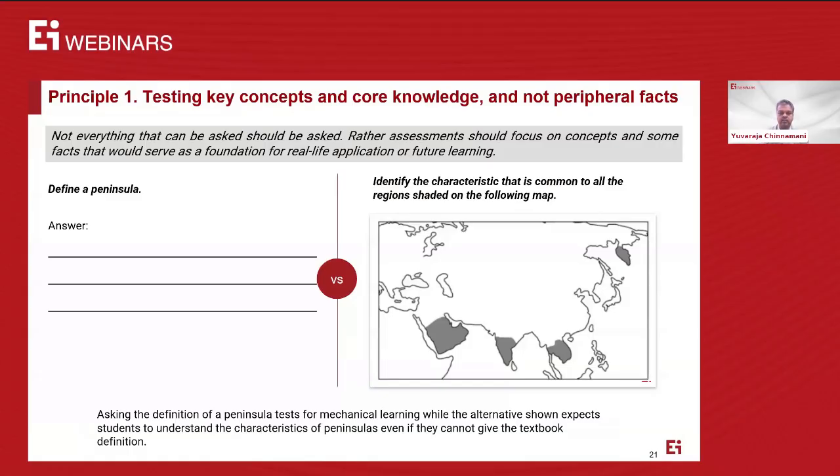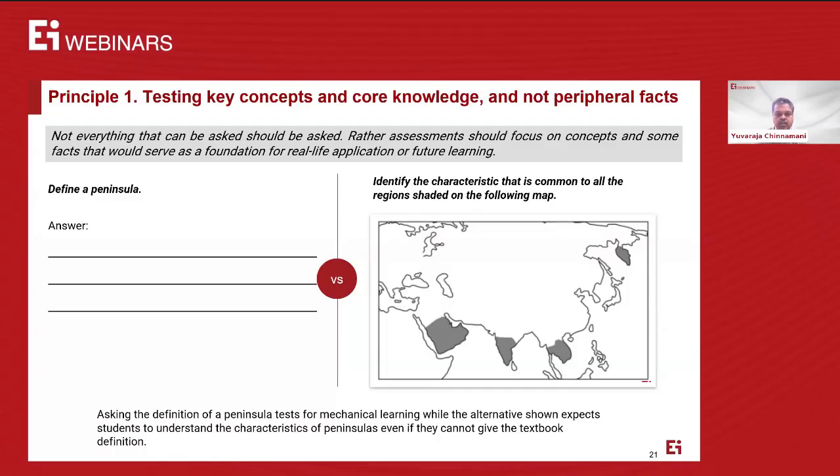Here is principle 1. Testing key concepts rather than peripheral facts. The traditional approach on the left asks for a textbook definition of a peninsula. Students can memorize this definition without truly understanding what makes a peninsula unique.